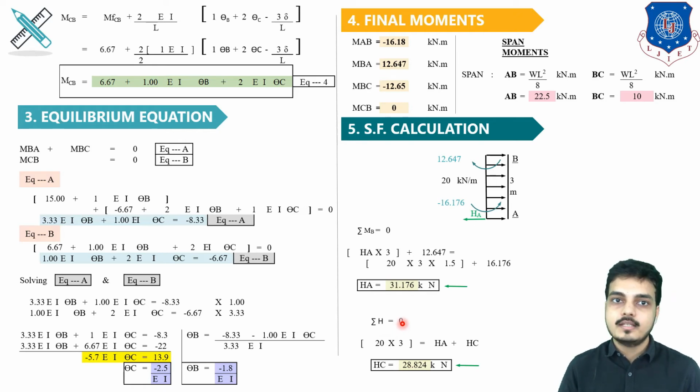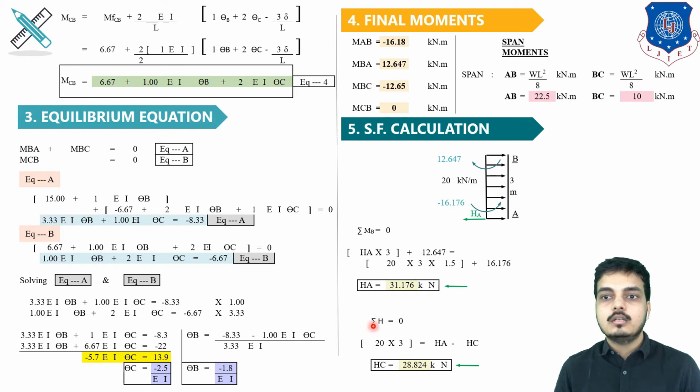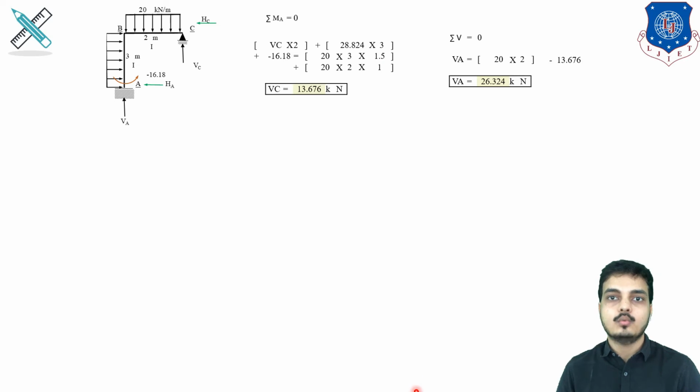Now HC will be at support C, because it is a simple support which resists only one reaction. A is a fixed support which resists moment and both reactions, vertical and horizontal. So summation of H equals 0. Here we will find HC. This 20 into 3, which is my UDL, equals HA minus HC. HC is the reaction at point C. So placing 20 into 3 and this HA value, I will get my HC as 28.82.